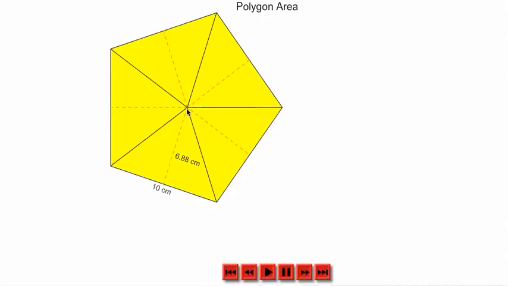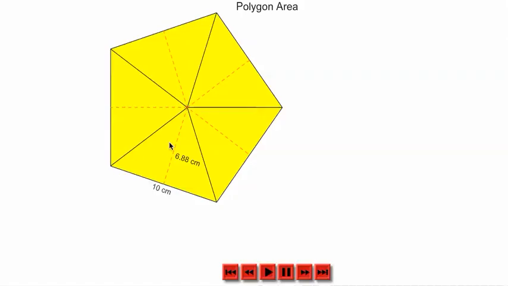This is the height of one of these isosceles triangles. Now, in a polygon, this is called the apothem. It's the distance from the center of one of the congruent sides to the interior, right into the center, and that's called the apothem. It is the height of one of the isosceles triangles that the polygon is made up of.